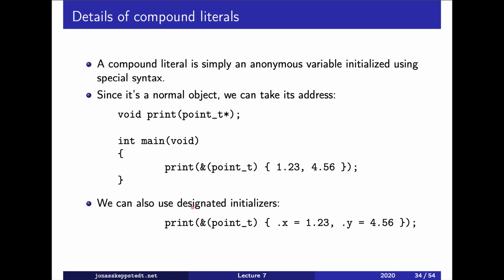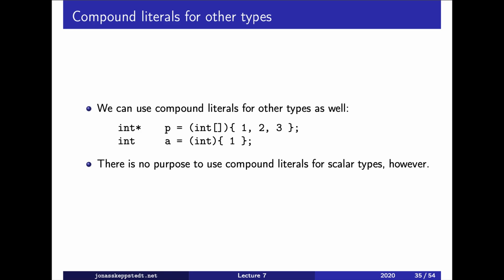We can also use something called designated initializers, also invented by Ken Thompson, to say which struct field should get which value. Okay, we can actually use compound literals for other things. So we can create an array and let p point to it. Okay, and we can create an int and copy the value of this anonymous int into a, but that's really pointless.